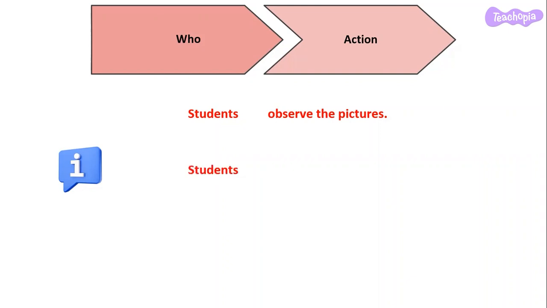Who are we talking to? Students. What is the action that we require the students to do? We want them to rearrange the pictures. So our sentence will be, students rearrange the pictures.